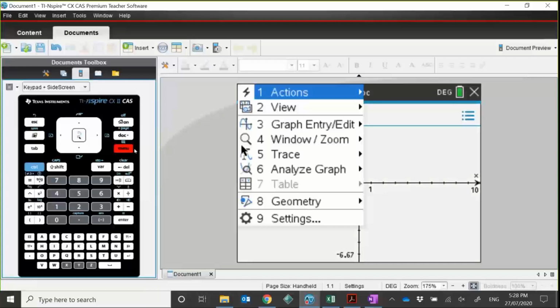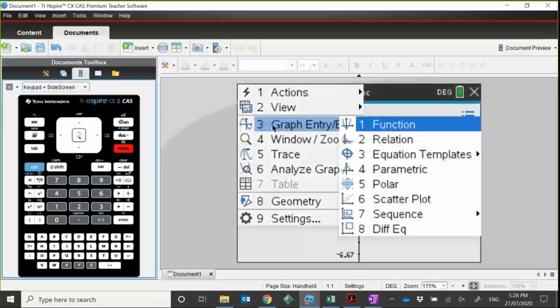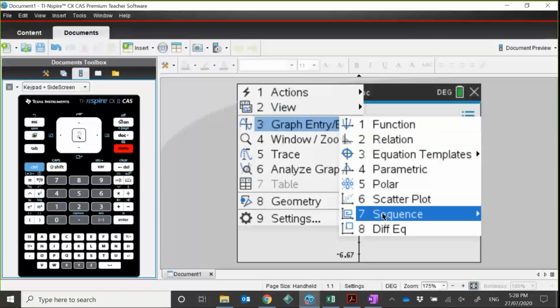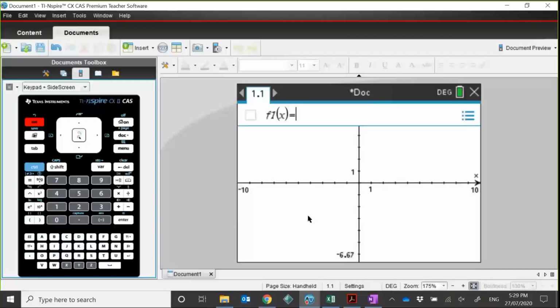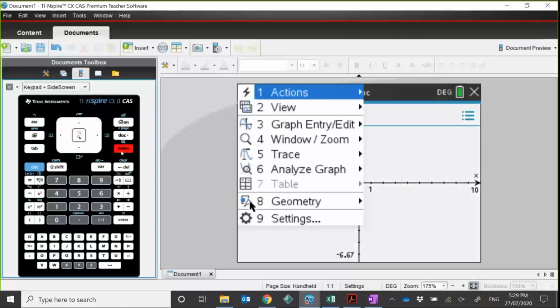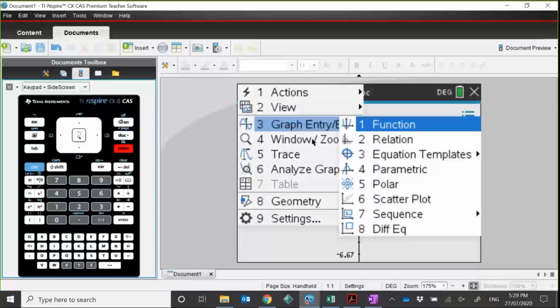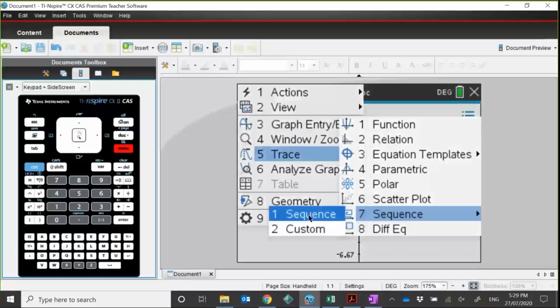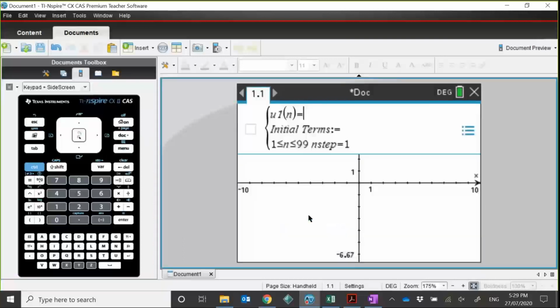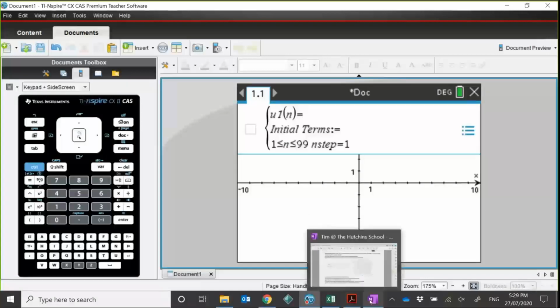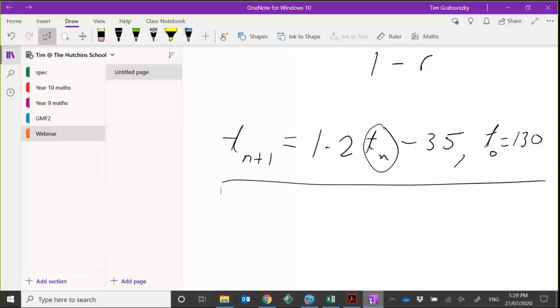I want to go to number 3, which is graph entry edit. Now, you may or may not have done this before. I'm not sure what your teacher's shown you, but you come down to sequence, and we're going to construct a sequence. Okay, so I'll go through that again. It was a graph page, hit the menu, graph entry edit, sequence, and then a sequence. Now, U1 is like T, okay?